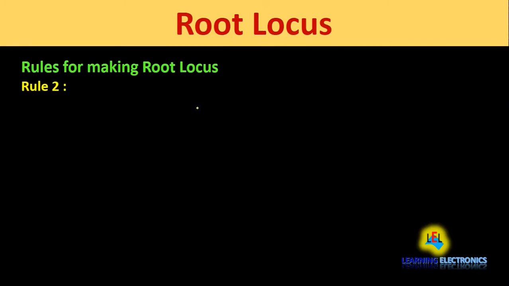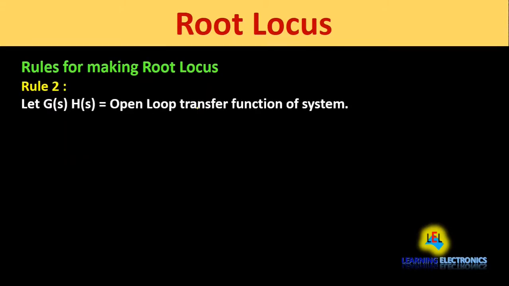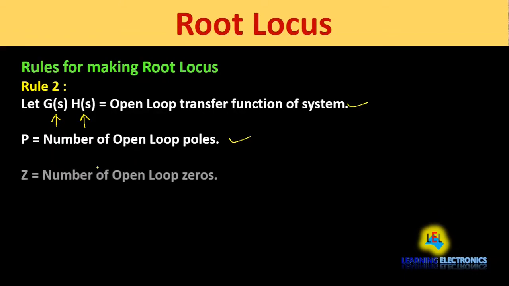So before studying the second rule, let us assume that G(s)H(s) is the open loop transfer function of the system, where G(s) is the forward part transfer function and H(s) is the feedback part transfer function. And let P be the number of open loop poles in the transfer function of the system and Z be the number of open loop zeros in the transfer function of the system.